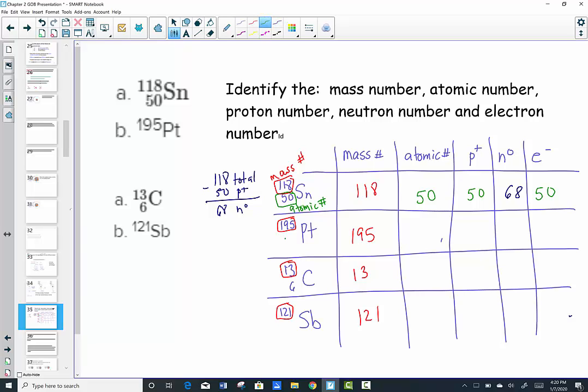So I'm going to write down that 78 is its atomic number, but I had to look it up, and I knew it because I knew the elemental symbol. And now I can fill in 78 as the atomic number, which is also protons, which is also electrons. 195 minus 78, and I get 117 neutrons.